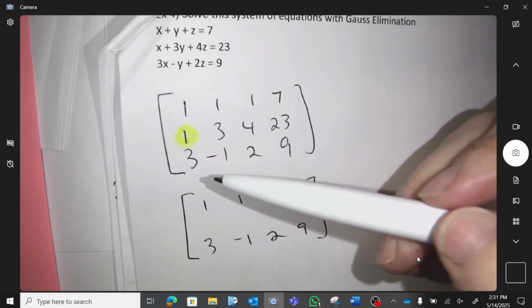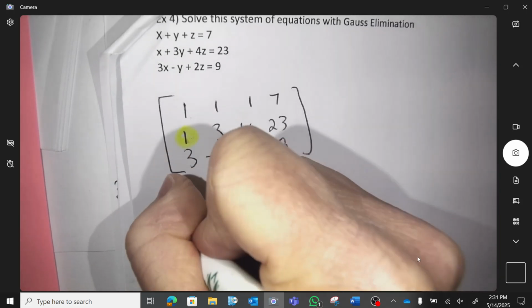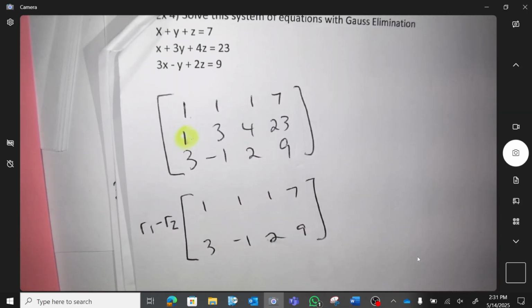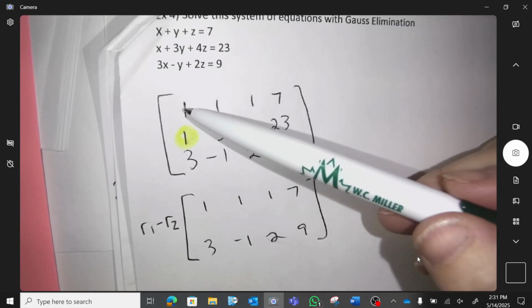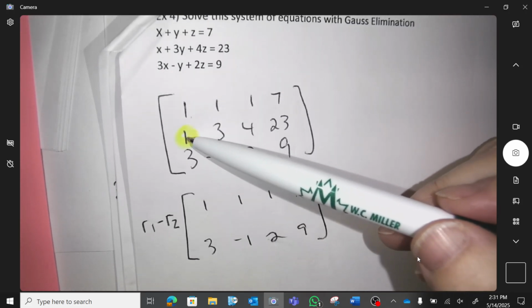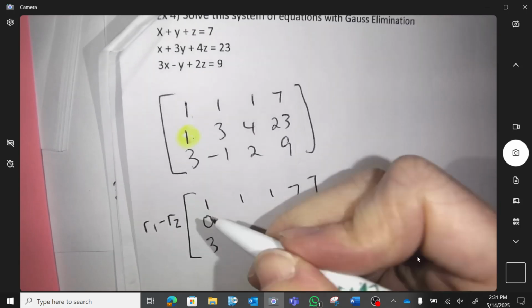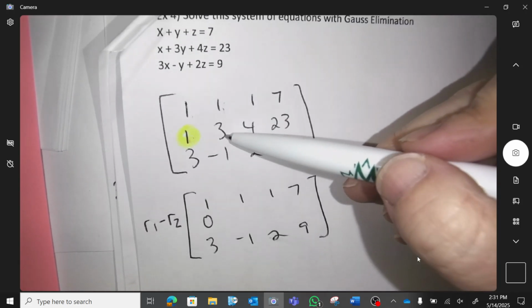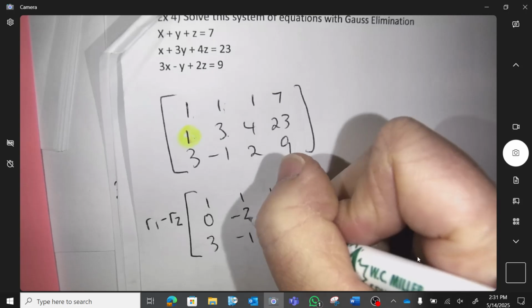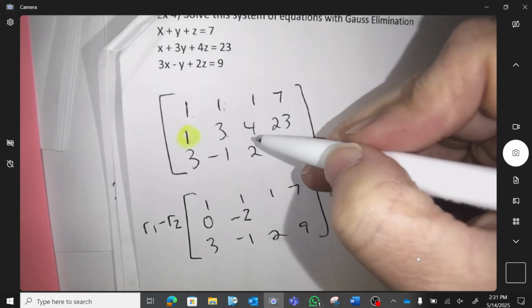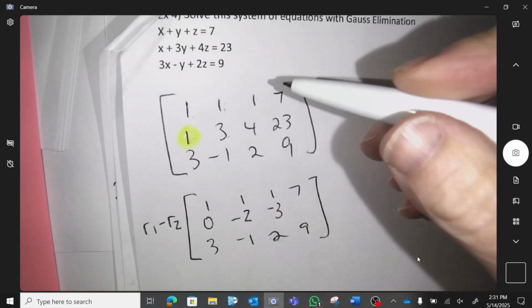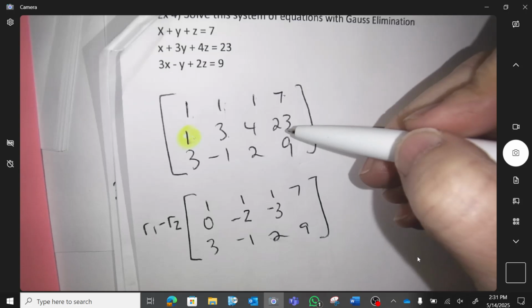Top minus middle. Row 1, subtract row 2. Okay? If your partner beside you does row 2, subtract row 1, it's going to work out. Your numbers will look different on that step, but it'll all work out too. Okay, so I'm going this way. Top minus middle, 0. 1 subtract 3. 1 subtract 4. 7 subtract 23.